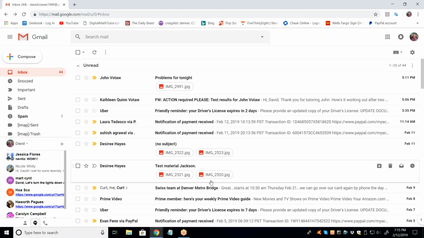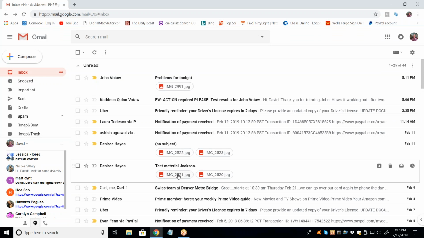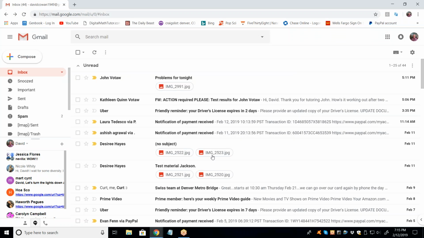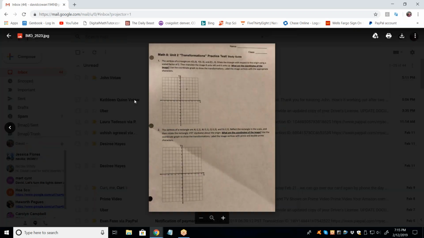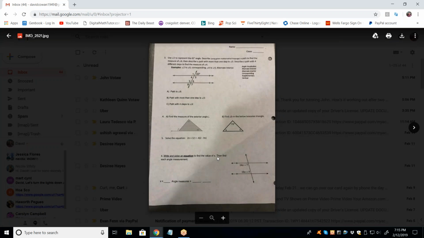Let's see. We did 2520, I think. We started out there, and then we just did 2521. So let's look at 2522. Now, this is the page we just did. She may have just sent an additional copy of each of these. We've done everything that you have sent, and everything on this page, except for number 3. Let's talk about number 3. We never really did number 3.